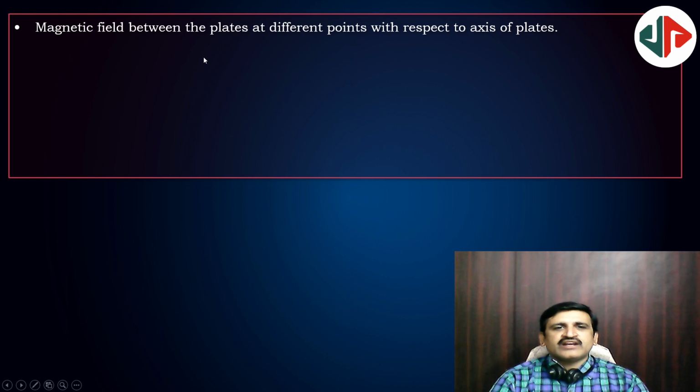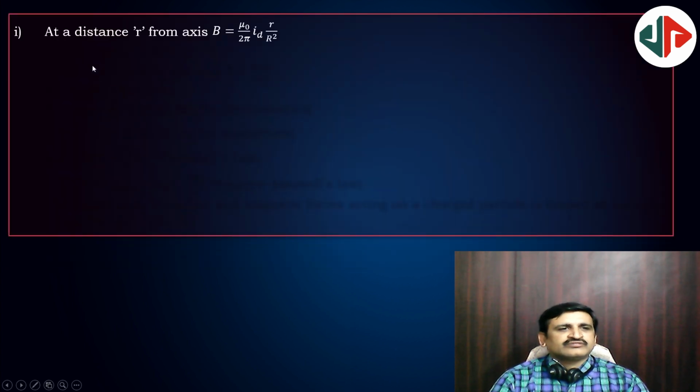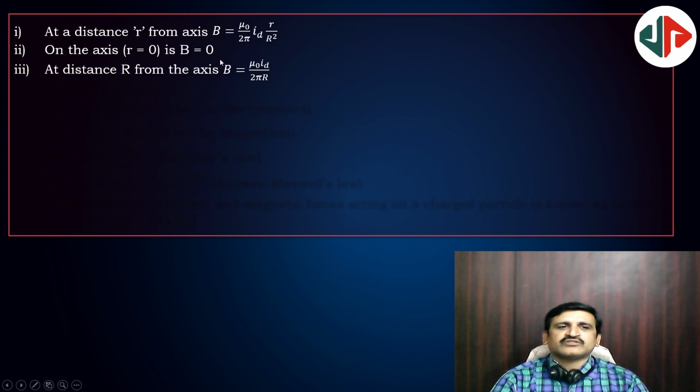Magnetic field between the plates at different points with respect to the axis of the plates. Here is the magnetic field, in the tangential direction. At a distance r from the axis, B is equal to mu naught by 4 pi ID into r by r square. Sorry, r by r square. On the axis, B is equal to 0.